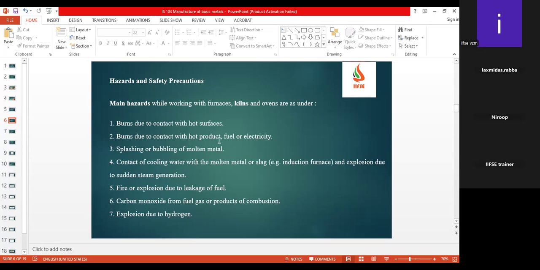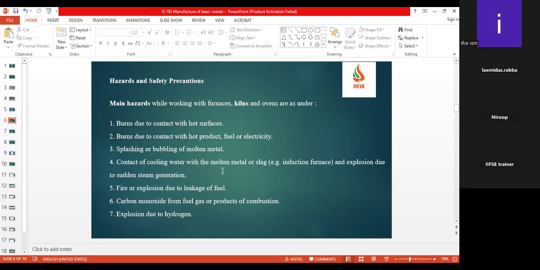Burns due to contact with the hot product, fuel and electricity, and splashing or bubbling of molten metal while melting, due to the impurities in the metal. There is a chance of bubbling and sometimes splashing. Sometimes, especially in scrap, they throw in spray bottles, perfume bottles, even small domestic gas cylinders like 5 kg or 2.5 kg cylinders. Those cylinders also go into the scrap, and because there is residual gas in them, they can blast as well.